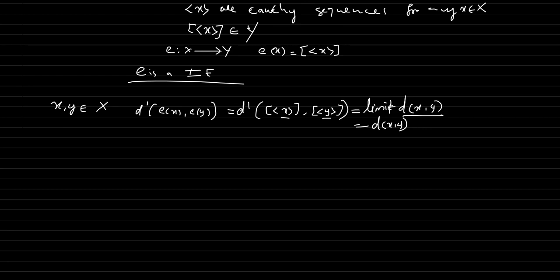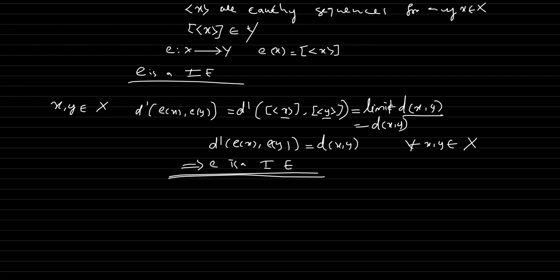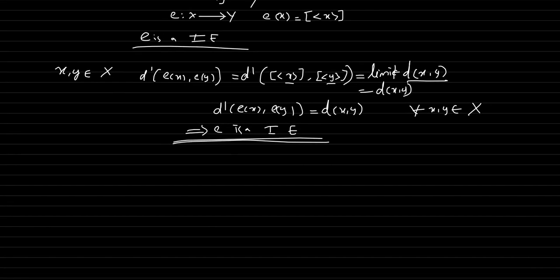Hence we got d dash of E of x, E of y is equal to d of xy for all x and y in the metric space X, which implies that E is an isometric embedding. This is the proof that the function that we defined here is an isometric embedding. Next we need to prove that E of X closure is equal to Y.